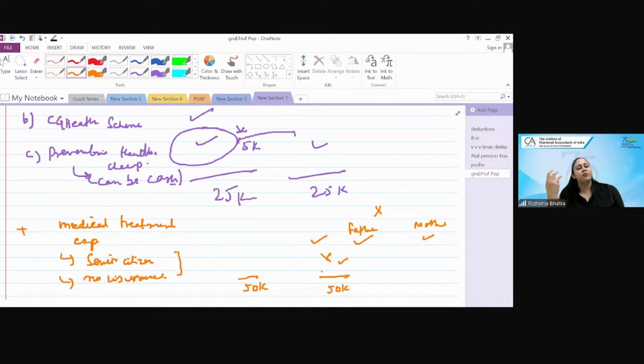और HUF अपने कोई भी मेंबर पे करेगा for the premium would be allowed as deduction, और अगर कोई मेंबर 60+ है then again HUF के लिए भी लिमिट 50,000 हो जाएगी टोटल.